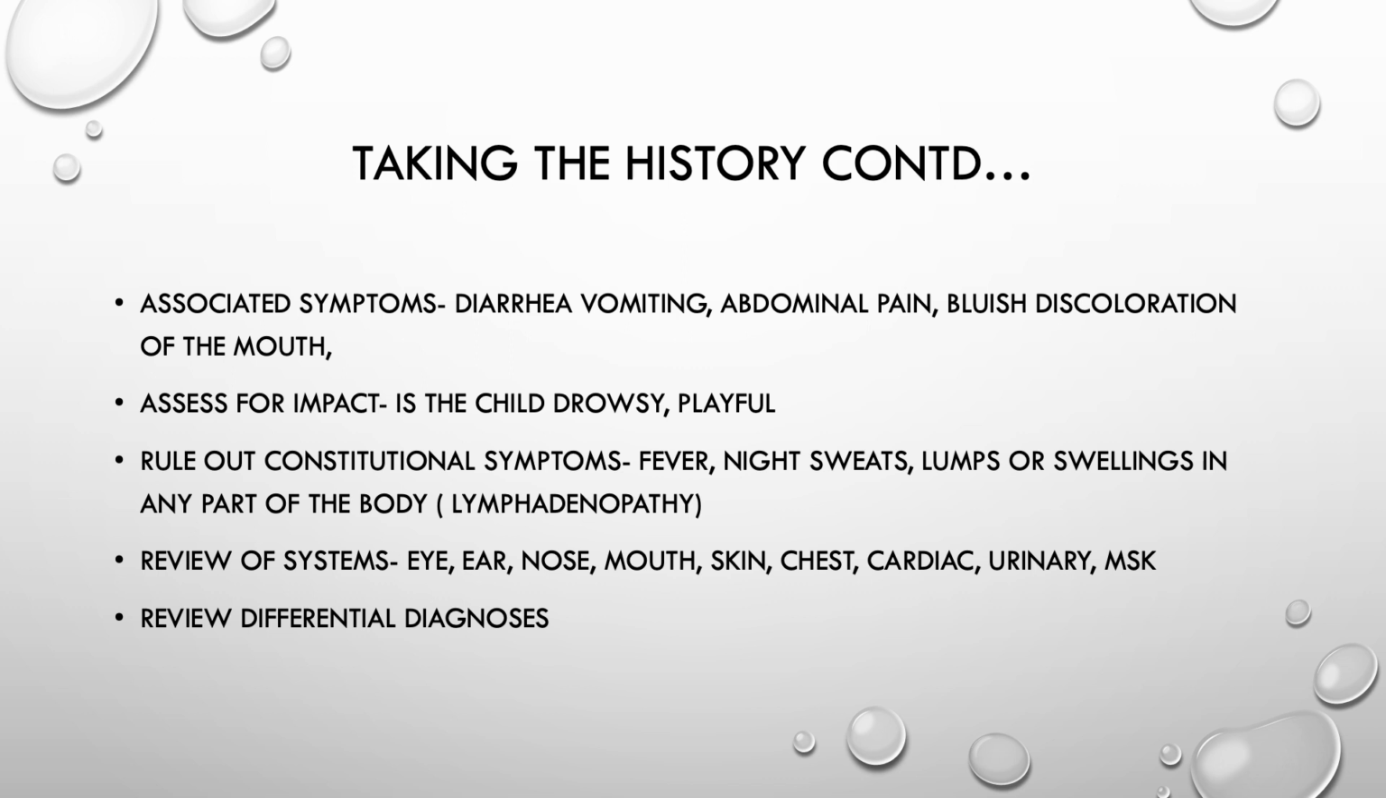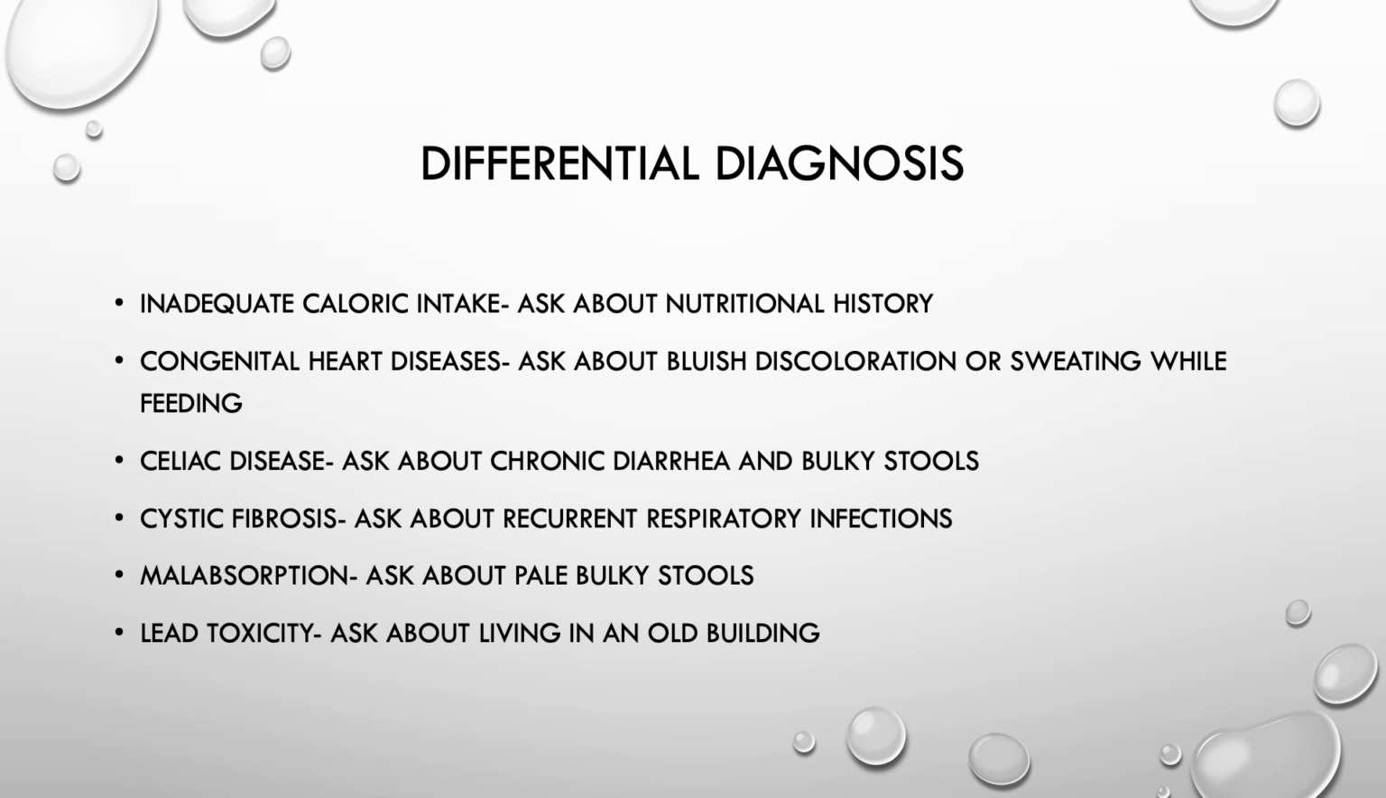And then you want to go ahead to review your differential diagnosis. Common differential diagnosis associated with failure to thrive is, one, inadequate caloric intake. 90% of the time, FTT is as a result of non-organic causes, and so you want to dwell on the nutritional history properly. To rule out congenital heart disease, like I earlier mentioned, you want to ask about bluish discoloration or sweating while feeding.